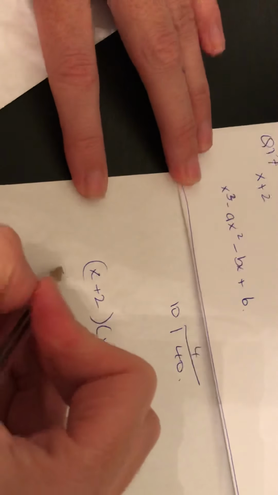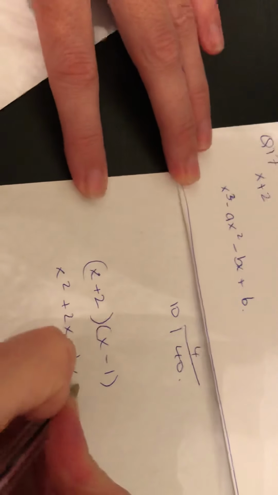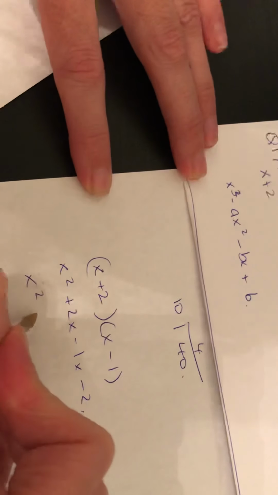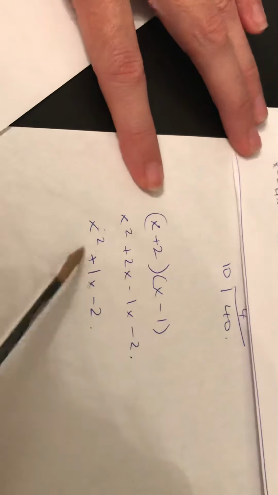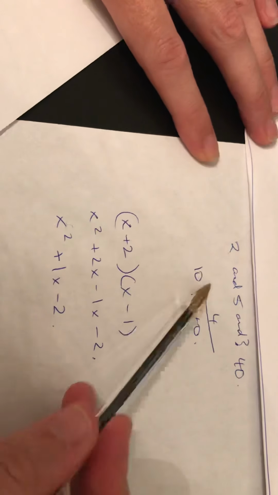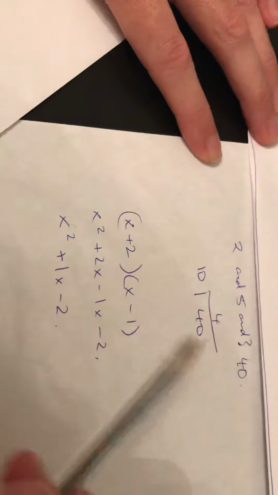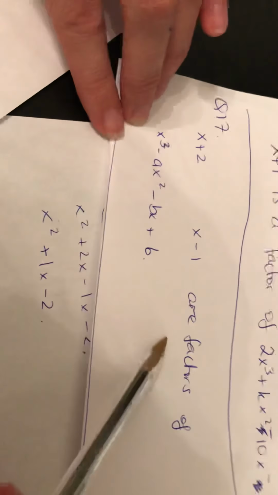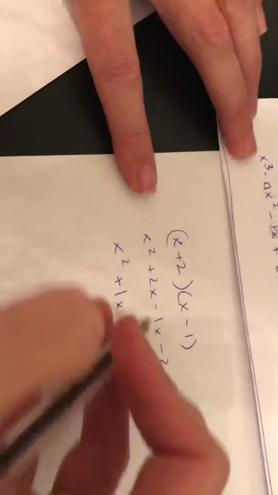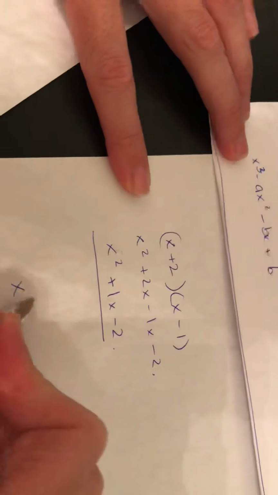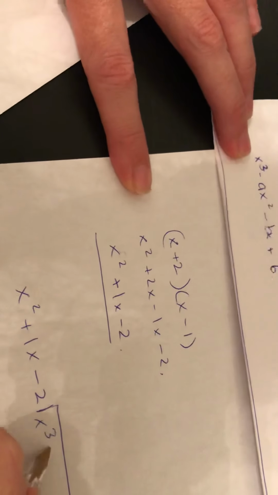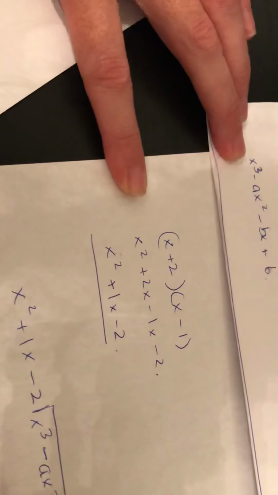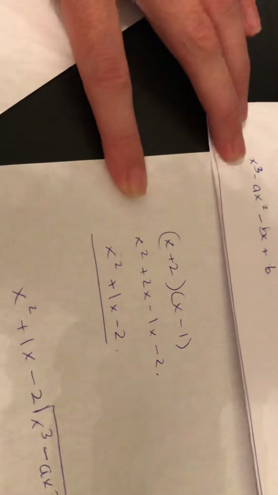That gives me x squared plus 2x minus 1x minus 2, which gives me x squared plus 1x minus 2. So that's like, you know, the 2 and the 5. So here's my two factors. I multiplied them, and now I'm going to divide what I got into the cubic. So this is what I got, and I need to divide it into the cubic. That's x squared plus 1x minus 2 into x cubed minus ax squared minus bx plus 6.